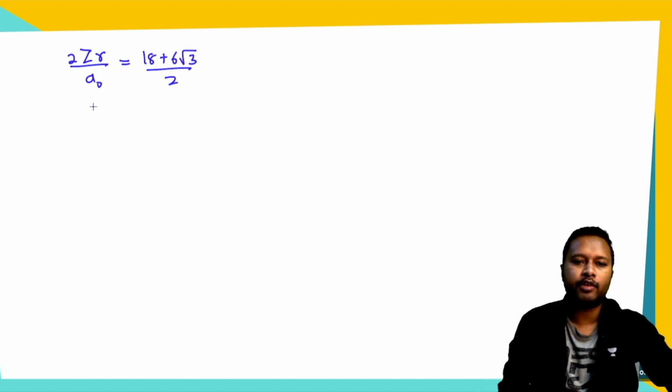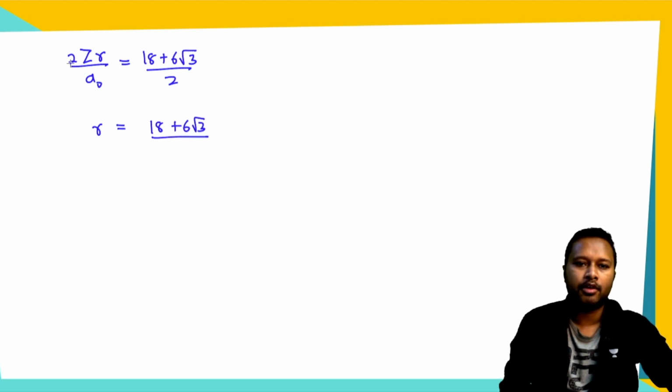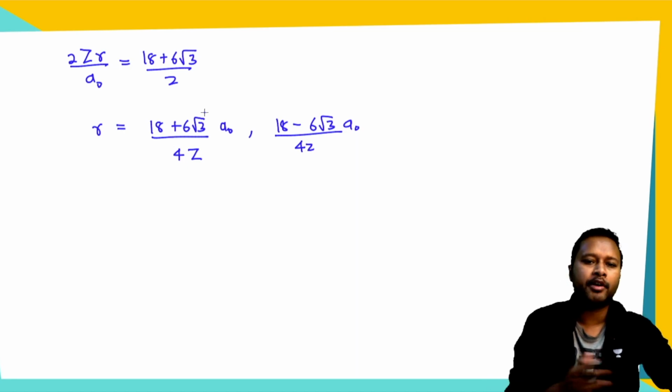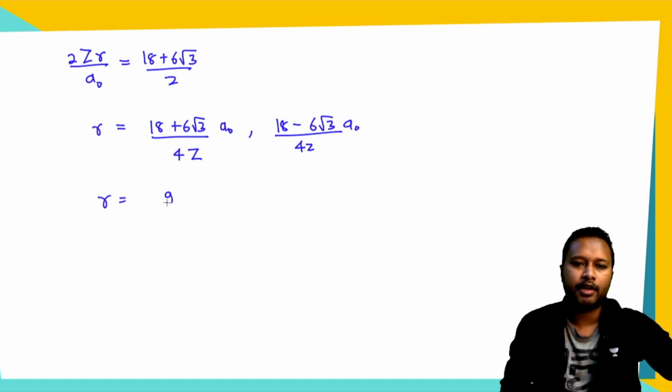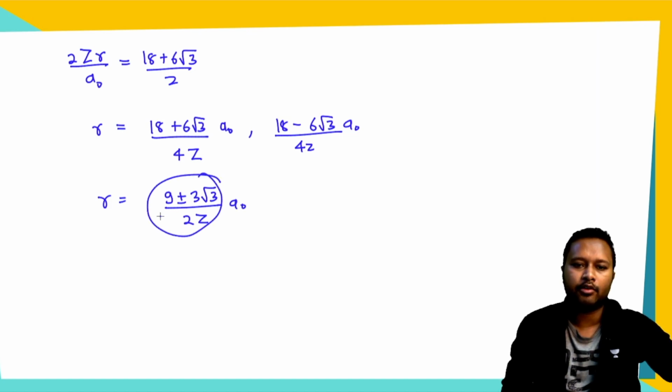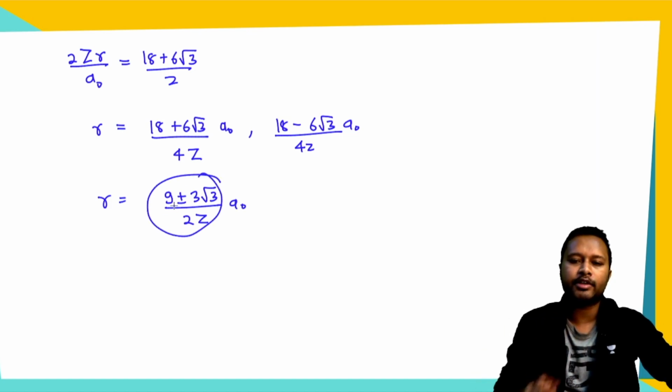Now basically I just have to calculate r. So r will be equal to 18 plus 6 root 3 upon, as this 2 will come to this side it will become 4, times a naught divided by Z. This is what you will get, and the other value of r will be 18 minus 6 root 3 a naught upon 4Z. You can take 2 common to divide numerator and denominator. So the final answer will be 9 plus minus 3 root 3 divided by 2Z, times a naught. So in terms of a naught the answer will be 9 plus 3 root 3 upon 2Z and 9 minus 3 root 3 upon 2Z. This is going to be the final answer.